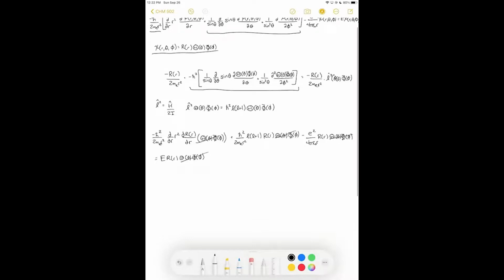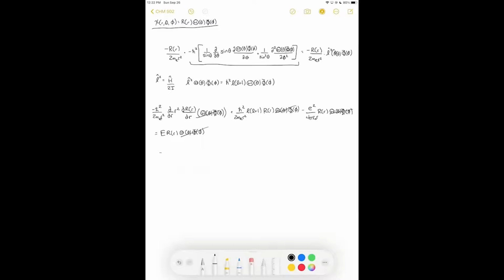And we can rewrite this again as negative h bar squared over 2m_e r squared times the derivative with respect to r of r squared times the derivative of our radial function with respect to r.